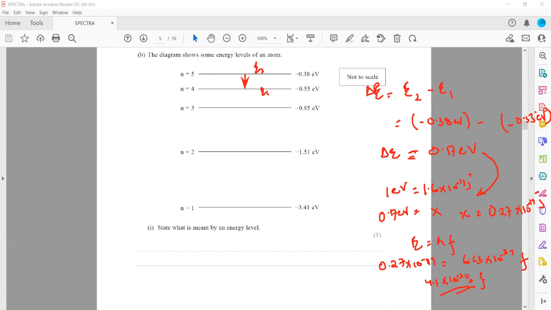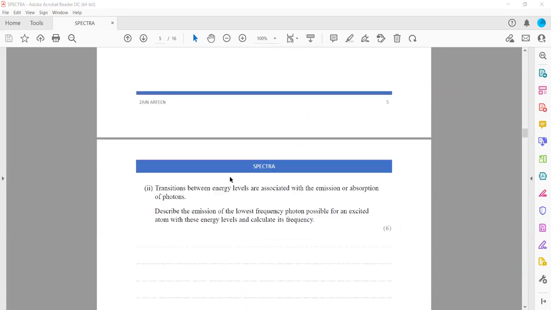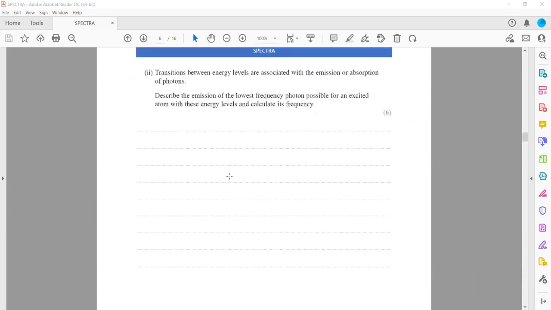That's a frequency, hertz. So this is the energy of the photon which is emitted out, and the shortest frequency or least energy emission. So we have to describe the lowest frequency of a photon. We will mention that it will be from transition from fifth shell to fourth shell, because it is emission.